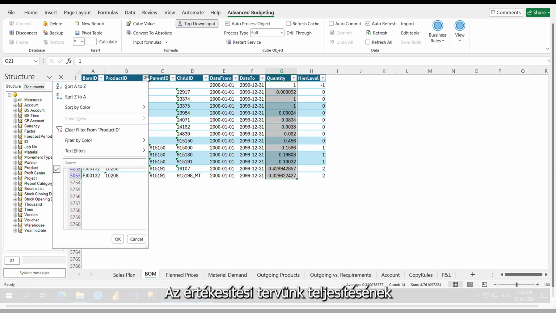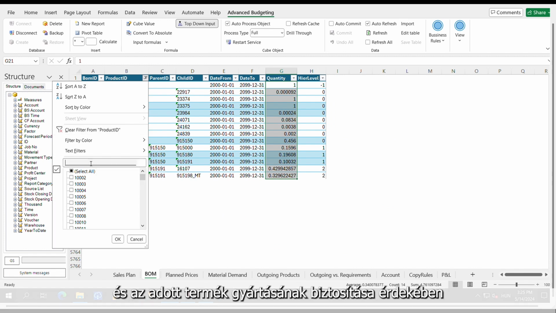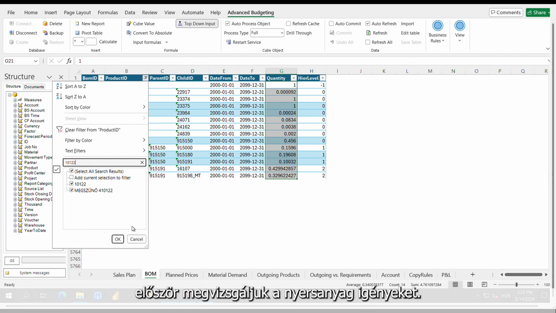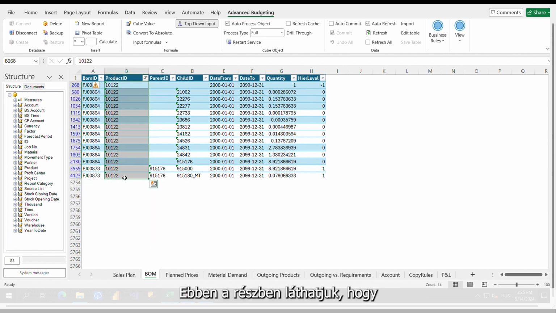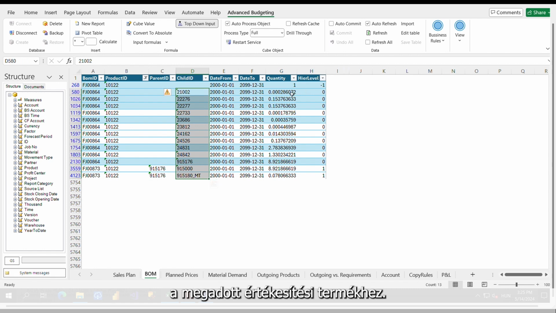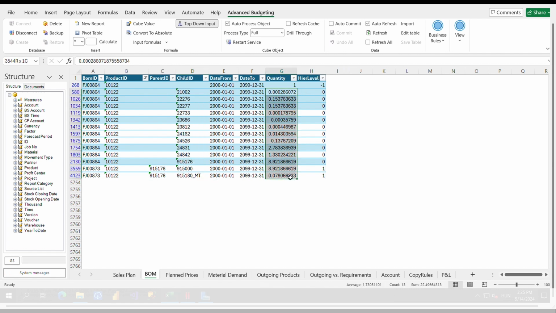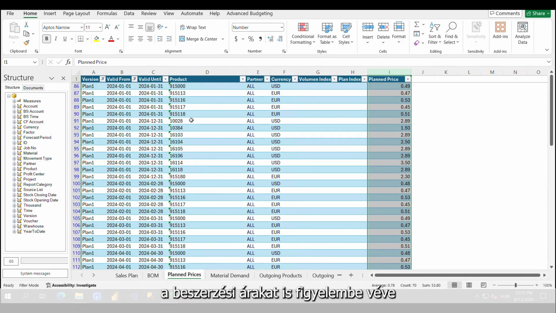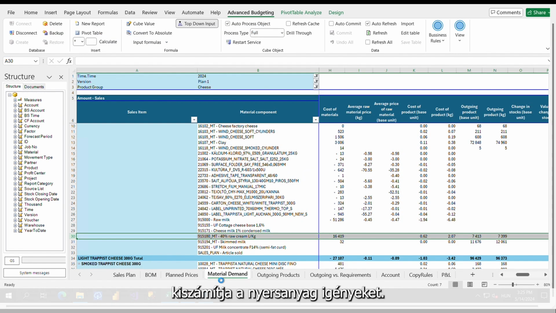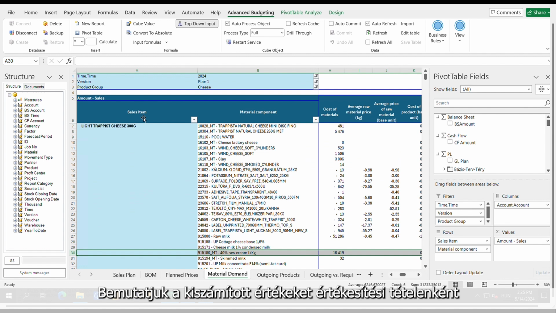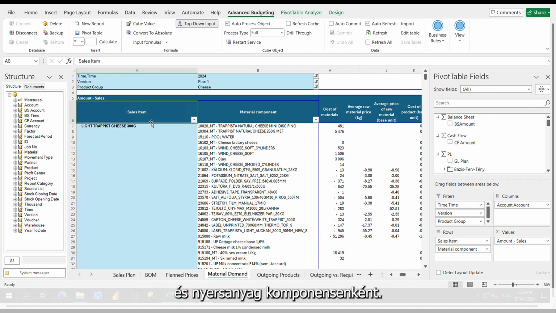To ensure the fulfillment of our sales plan and the production of the respective product, we first examine the raw material requirements. In this section, we can see what raw materials and in what quantities are needed for the given sales product. Based on this information, the system, also considering procurement prices, calculates the raw material requirements. We present the calculated values per sales item and raw material component.